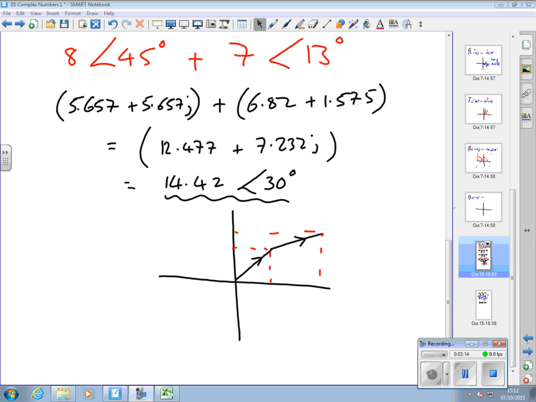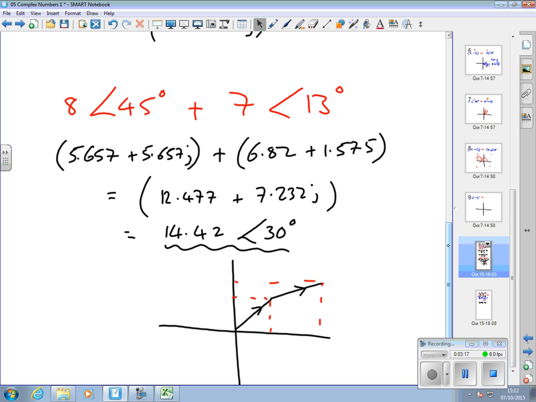If we do this, one or two points to make as we go along. The first one, 8 angle 45, turns out to be that, look. Is that a coincidence those two numbers are the same? Why isn't it a coincidence? Why must they be the same? Because it's 45 degrees. If you think about 45 degrees in the triangle, remember, x and y must be the same length. So that's not surprising. This one, 13 degrees, I'd expect x to be almost 7, which it is, and y to be not far up the y-axis, the imaginary axis.